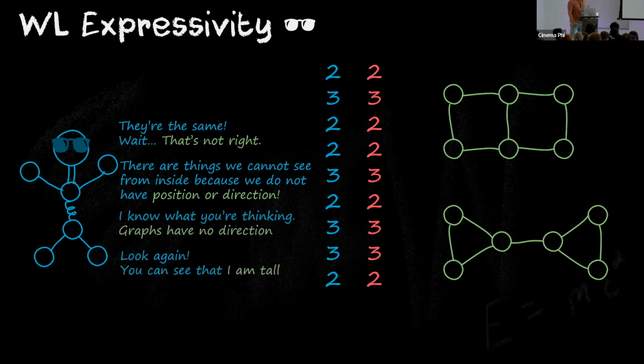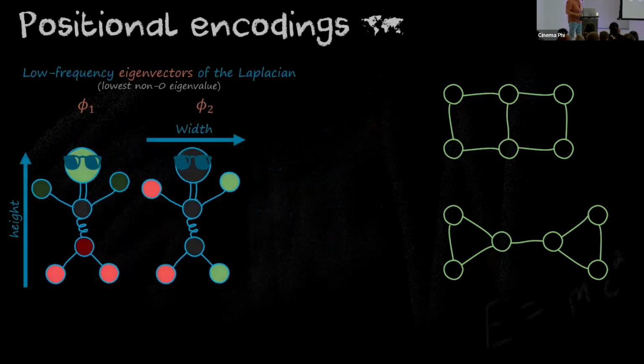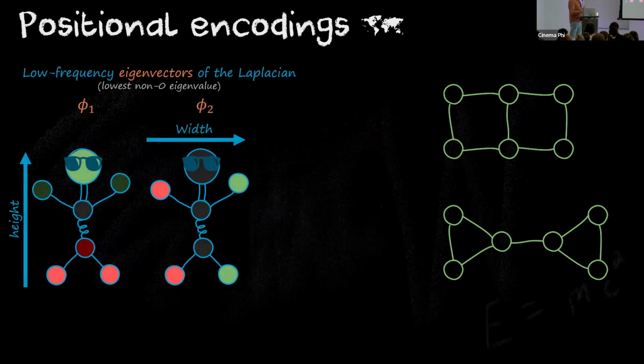So yeah, graphs have no direction. But if you look again, and you really think about that, you can actually find directions and positions in a graph. If you look at Graphy here, you can see that Graphy is taller than he is wide. You can define two main axes. So let's do that. You have the height and the width, okay? And this is not random. This is based on how you see the graph.